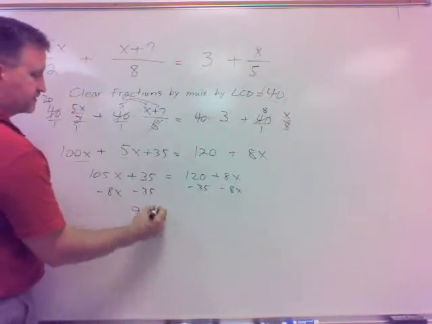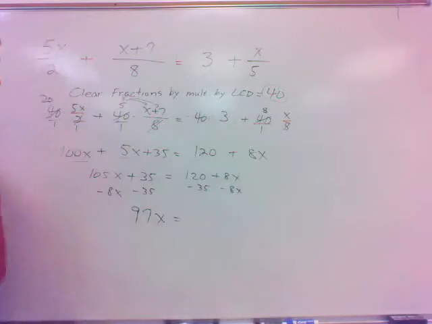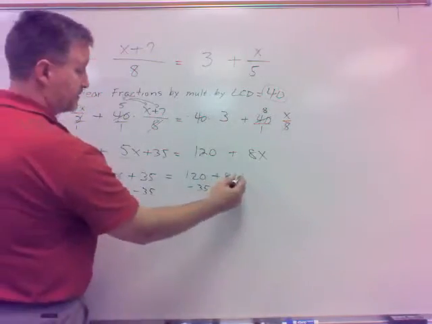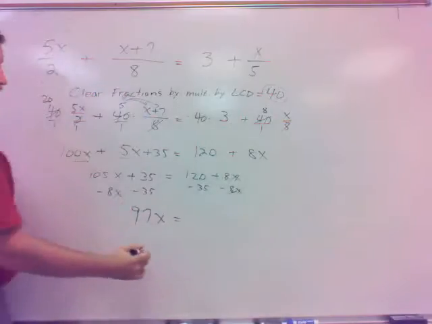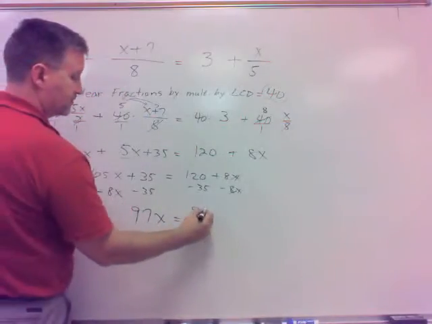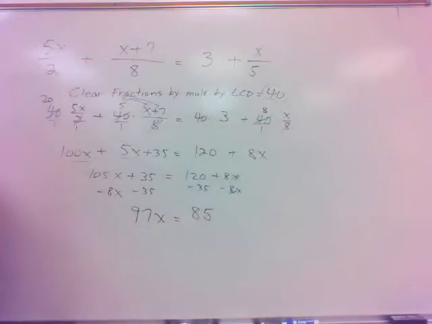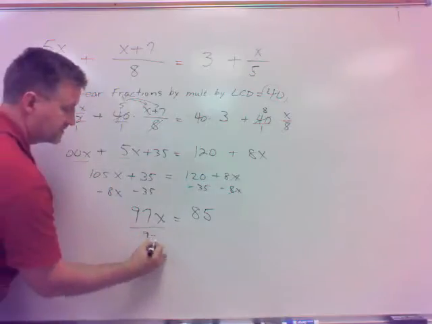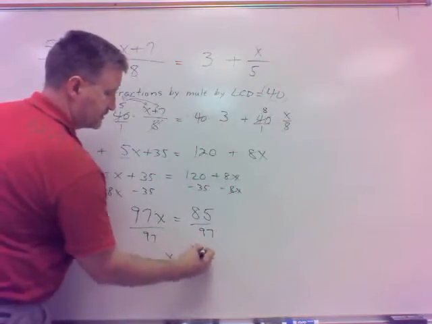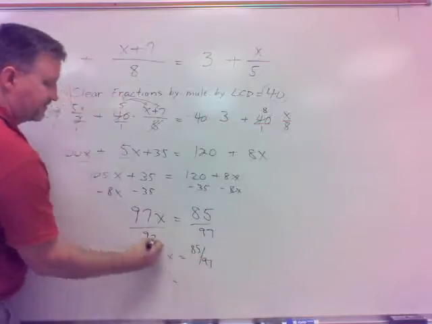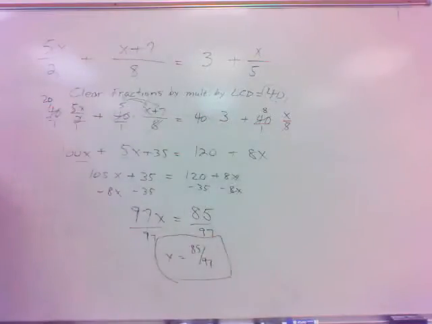97x will be what's left on the left, and those go out, so it's 120 minus 35, which is 85. And then all you have to do is divide by 97. Okay. And not all answers will come out nicely. Some will not. So, nice little fraction there.